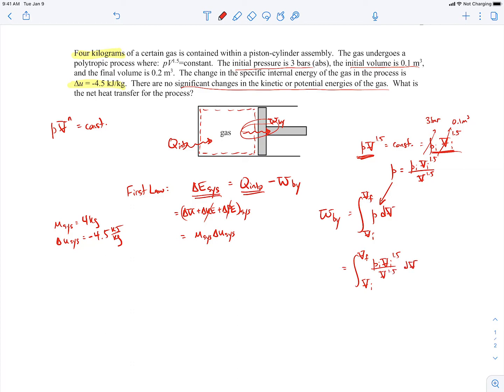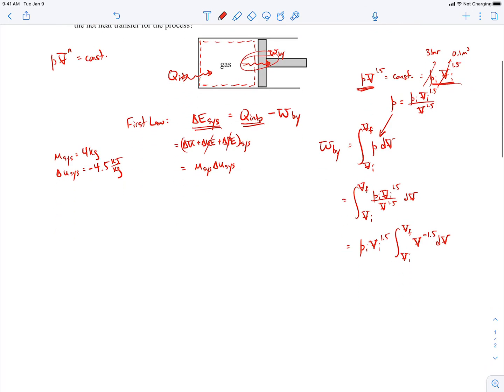Now I need to evaluate that integral. Well, the P initial and V initial are just constants, so they'll come outside the integral. So I'll have V to the minus 1.5 times dV. Now this integral we can solve. What we do is we add 1 to the exponent and divide. This is just the standard way of evaluating that integral. So this will be 1 over minus 1.5 plus 1 times V to the minus 1.5 plus 1, evaluated at the final volume minus the initial volume. So that's just that integral part.